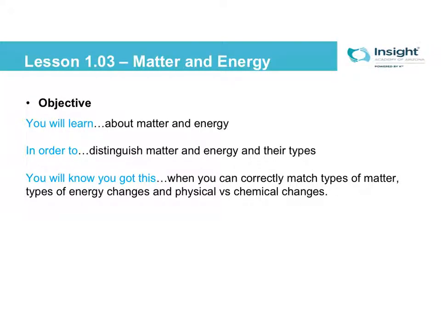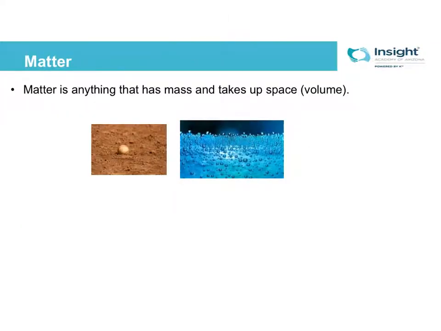All right, this is going to be for Chemistry A, Lesson 1.03, Matter and Energy. So we're going to discuss what matter and energy are, how they're different, what connection they have with each other. And again, you're going to be using this information to match types of matter, types of energy changes, and physical and chemical changes. So the basic definition of matter is anything that has mass and takes up space or volume.